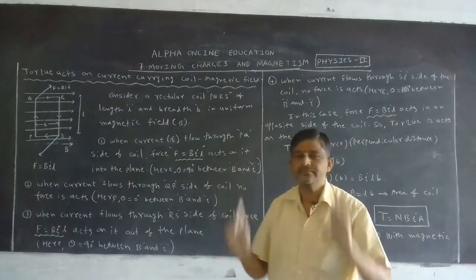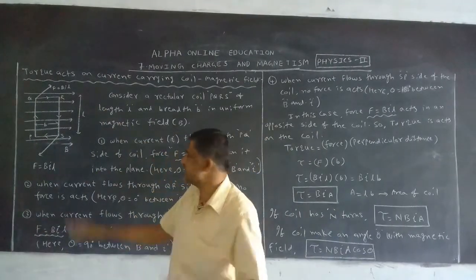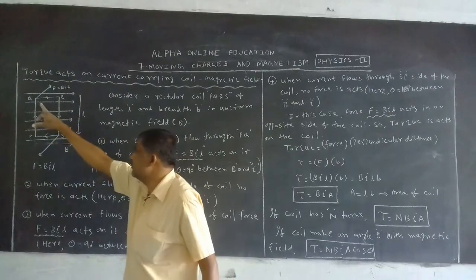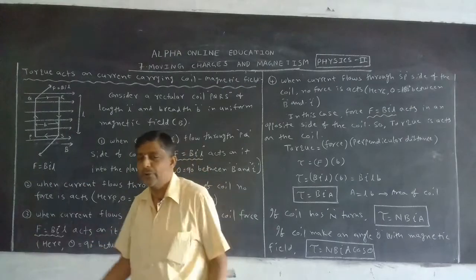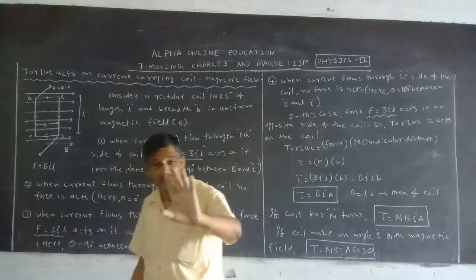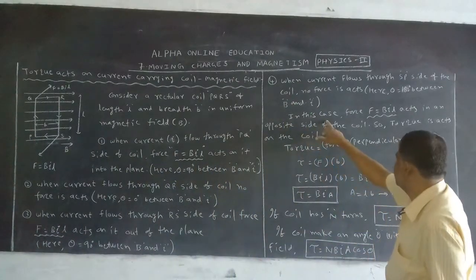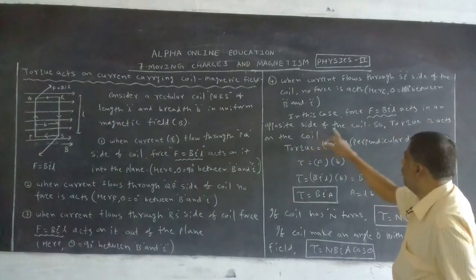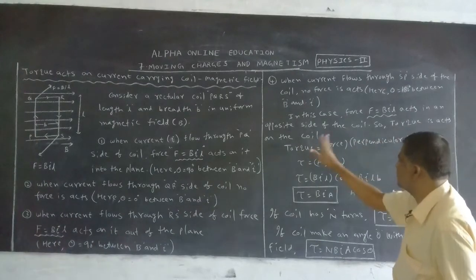is also 0. It means when current passes through the coil, force acts when it flows along the PQ side and RS side, but when current flows along the QR side and SP side, the force is 0. When current flows along the PQ side and RS side, the force is the same but acts in opposite directions. In this case, force F is equal to BIL acts on opposite sides of the coil. So torque acts on the coil.